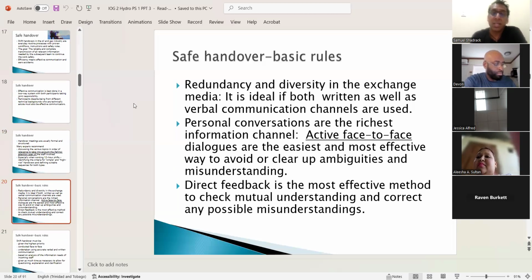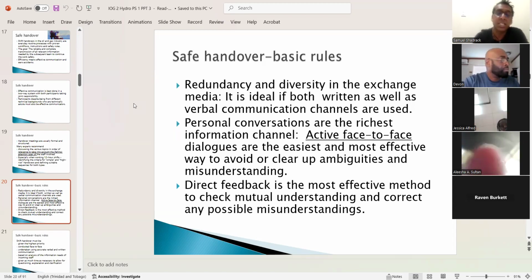Redundancy and diversity in the exchange media. It is ideal if both written as well as verbal communication channels are used. Personal conversation, like when a shift is coming in and leaving now, right? Are the richest information channels.